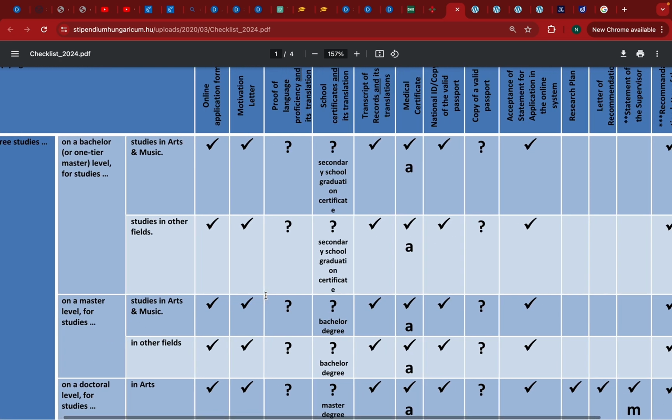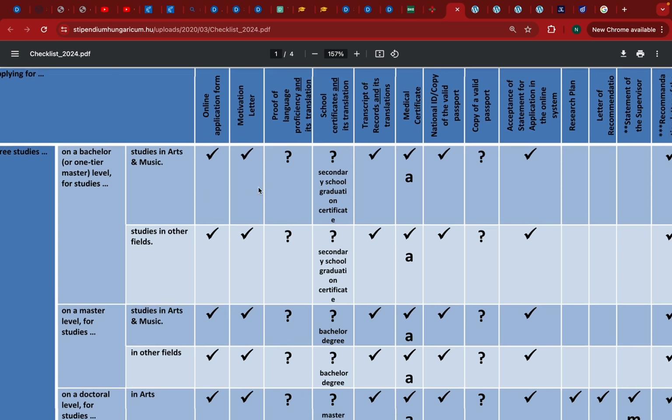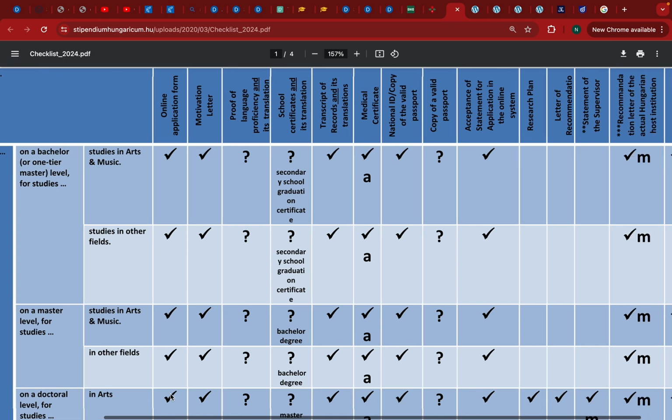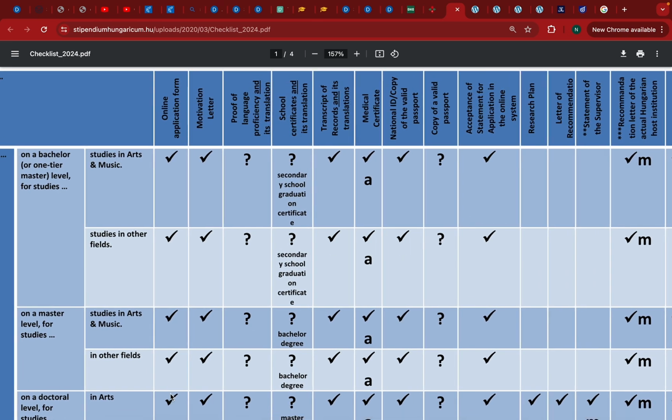So on the table here, you can see that at every level they have specified studies in art and music, and you can see them in the row section in light blue color. So there are specific requirements or checklists for students who are going to study in art and music at every level, either bachelor's, master's or doctoral level.